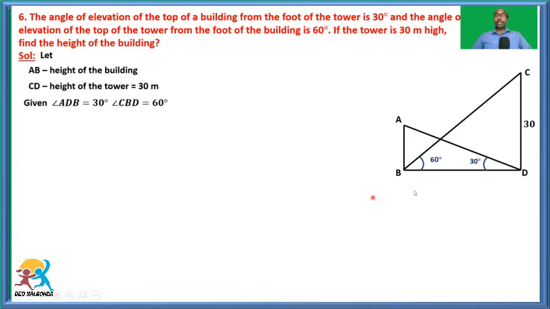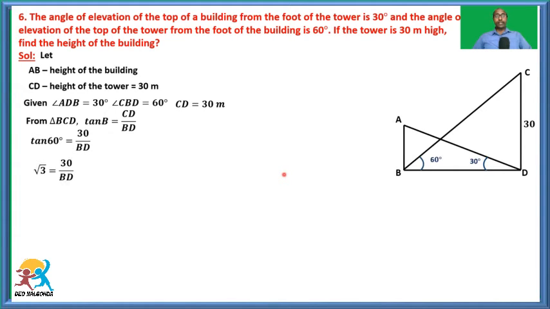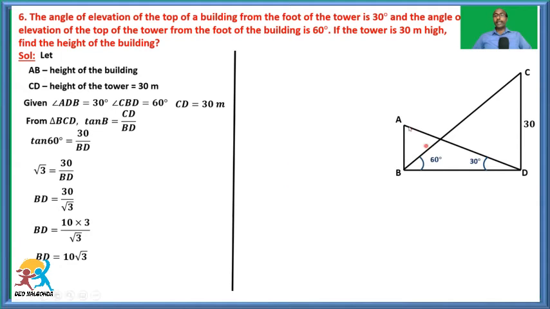So let us find BD from triangle BCD. From triangle BCD, tan B is equal to CD by BD. That is tan 60 equal to 30 by BD. So from this we can write root 3 is equal to 30 by BD. BD is equal to 30 by root 3. That is 10 into 3 by root 3, which is equal to 10 root 3. That is BD.